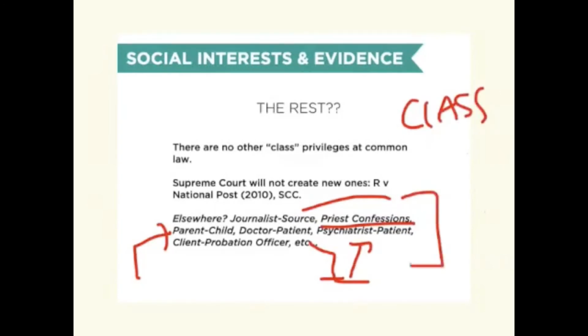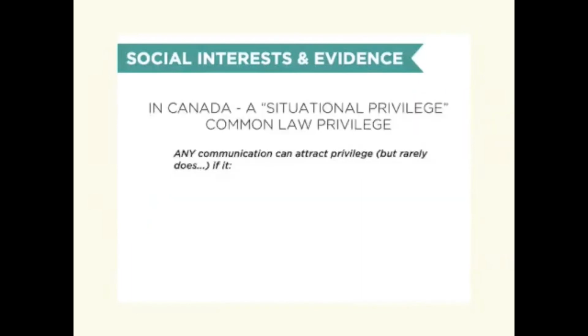If you have a communication that falls into one of these categories or others, you've got to try and get them excluded under what's called the case-by-case or residual privilege. So what I mean by this is that instead of creating classes of privilege, the Canadian courts have said we're going to have a situational privilege that can affect any communication. Literally, this communication could theoretically be privileged, though it wouldn't meet most of the categories. But any communication can attract privilege.